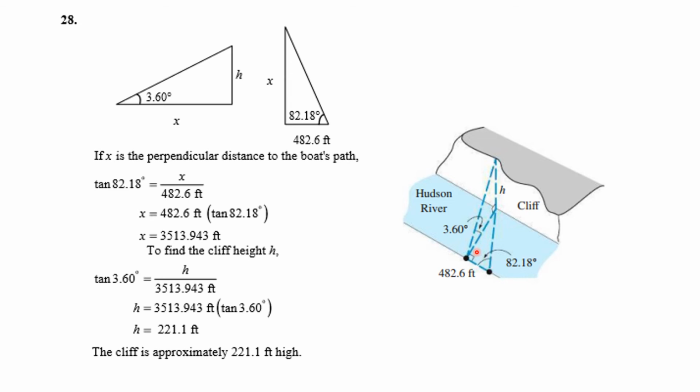And so now to find the cliff height, h, we're looking at the other triangle. And so we have that the tangent of this angle is h over x, the distance x that we found earlier. And so h is 221.1 feet. You see we had to do two separate triangles in order to do this problem.